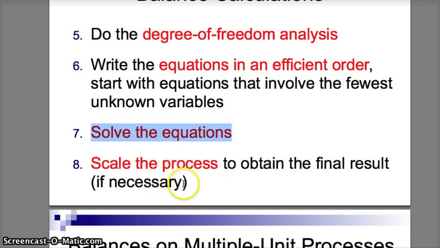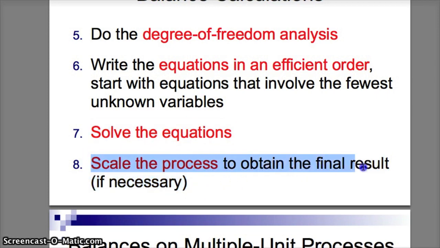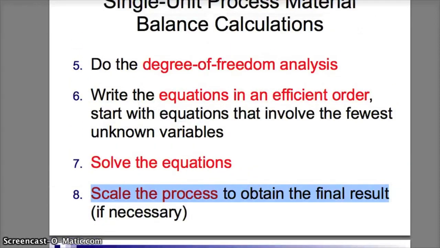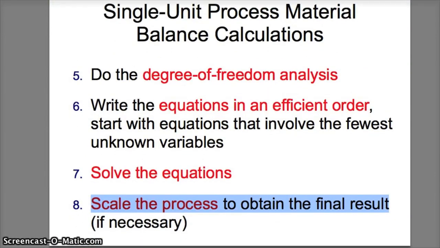And if necessary, scale the process to obtain the final result. You can scale down the process, or you can scale up the process to obtain the final result. Sometimes, mostly in research, you do it in the experimental stage, then you have to scale up or scale down. Or if you do it in industry, you can scale down to an experimental lab situation. I guess that's the SOP for this one, and I think we will go through some examples for you to understand more.